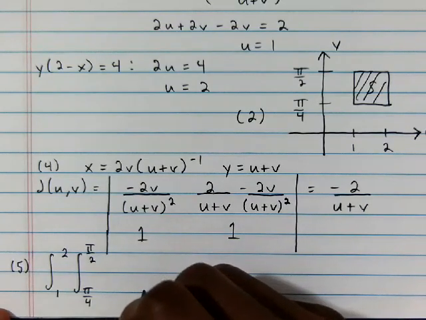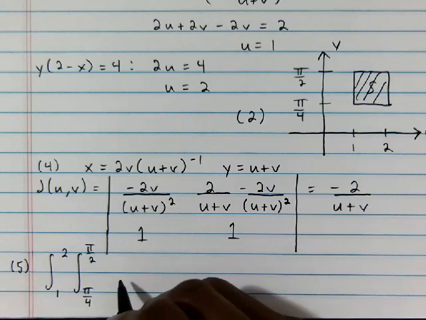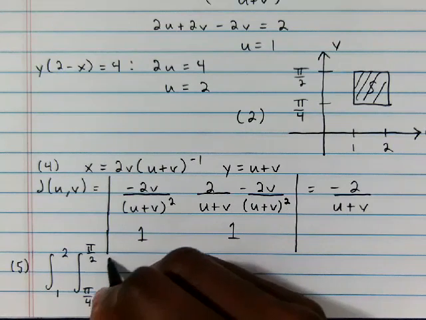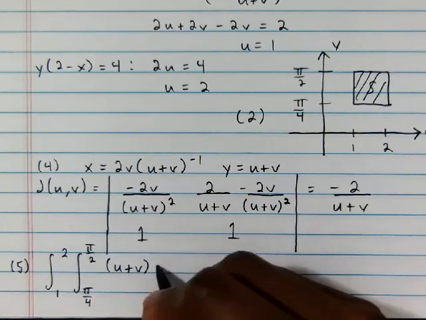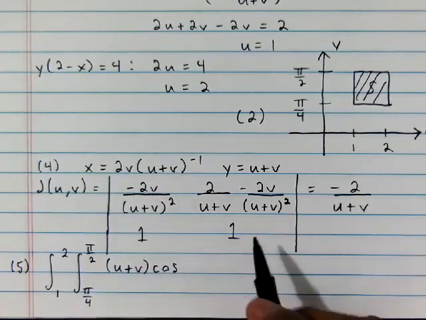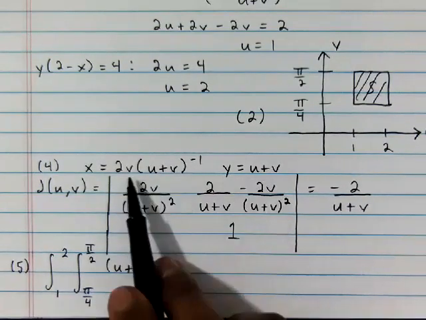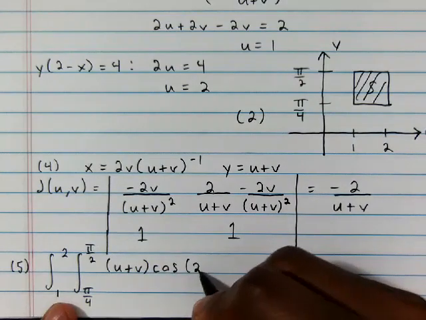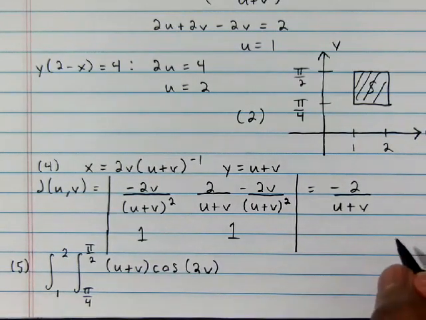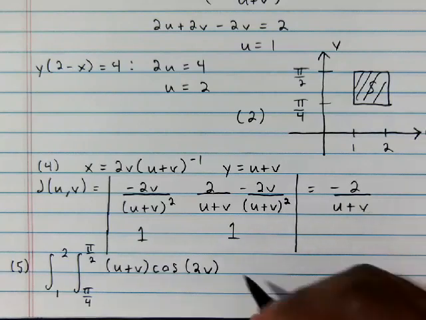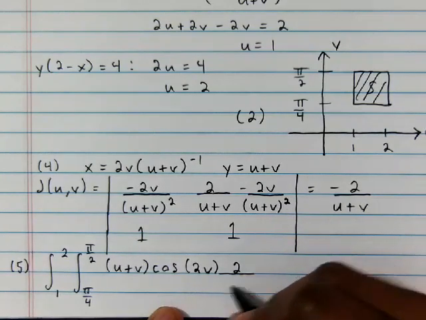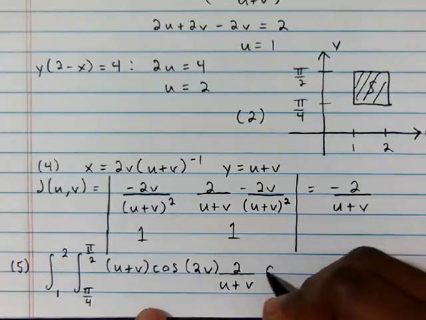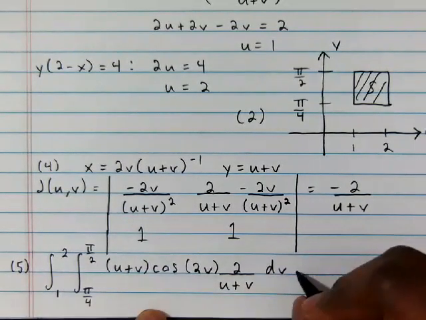And then our integral was initially y times cosine of xy. y is u plus v. So we have the quantity u plus v times cosine of x times y. And x times y is just going to be 2v. And then don't forget about the absolute value of your Jacobian. So that's going to be 2 times u plus v. And these were v's, so that's dv. And those were u's, so that's du.